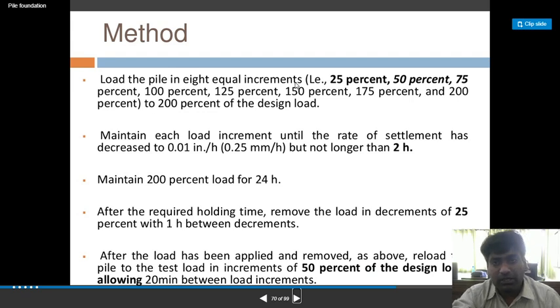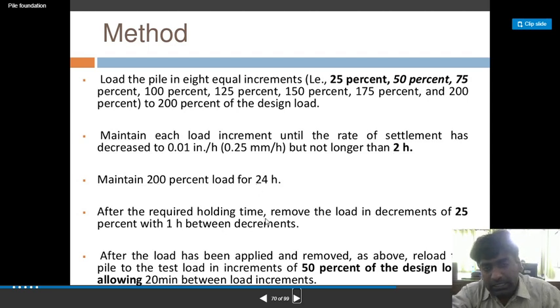Load the pile in 8 equal increments, that is 25%, 50%, 75%, 100%, 125%, 150%, 175% and 200% of the design load. Maintain each load increment until the rate of settlement has decreased to 0.01 inch per hour, or 0.25 mm per hour, but no longer than 2 hours. Maintain the 200% load for 24 hours.